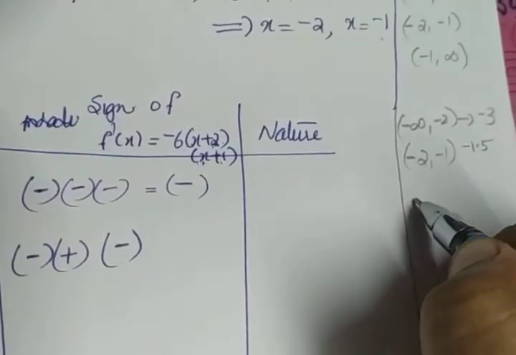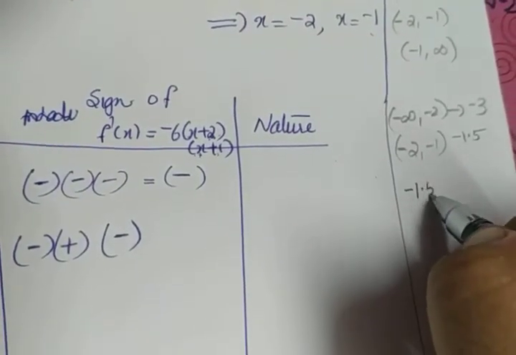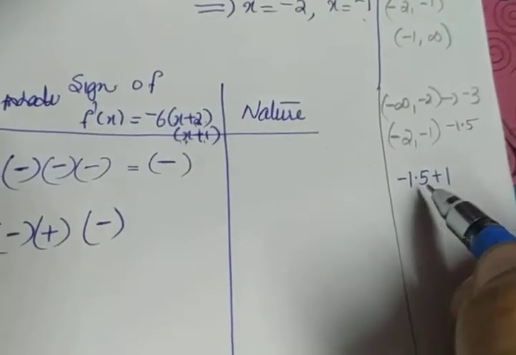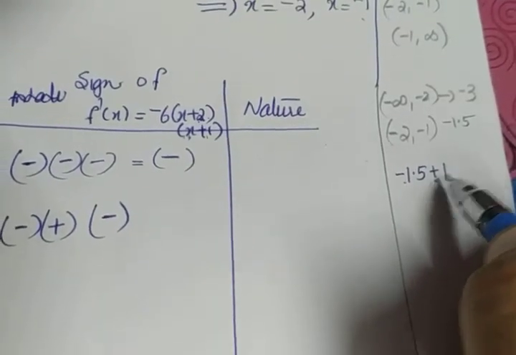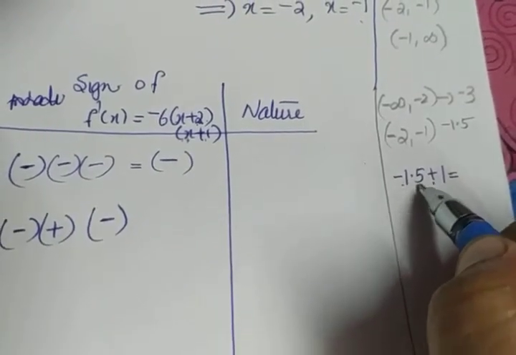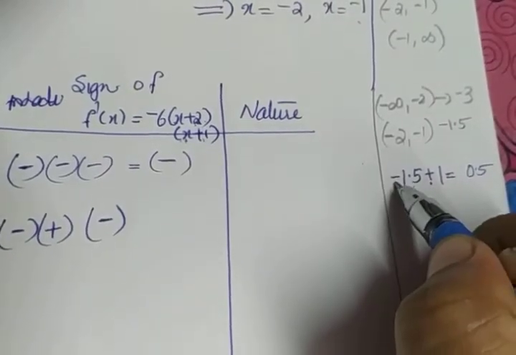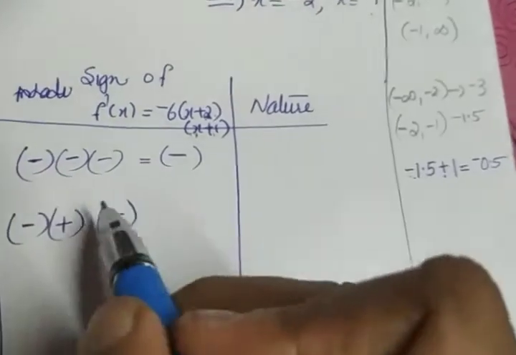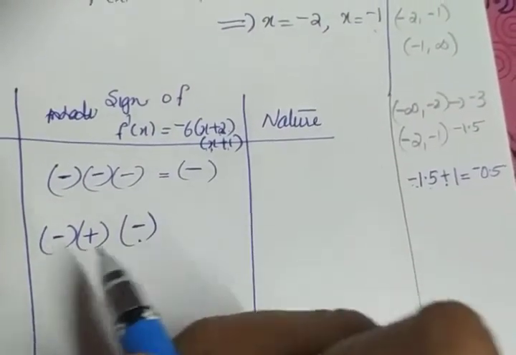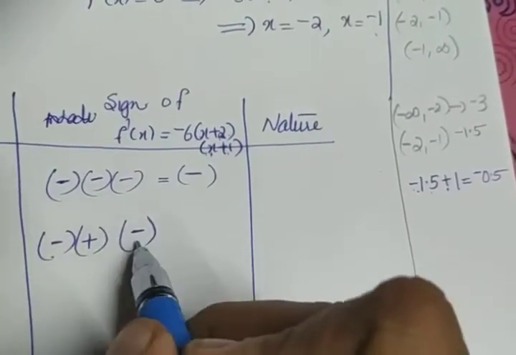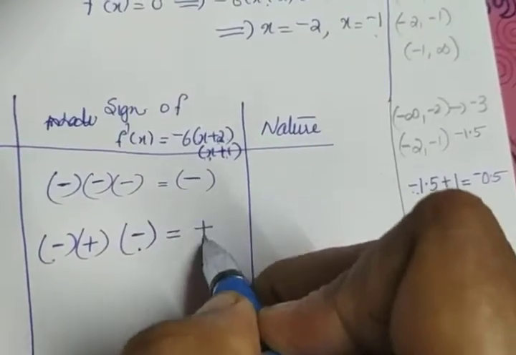I will clear it once again. The second bracket is -1.5 + 1. So that one is negative and the second one is positive. So we subtract 1.5 and 1, and we are getting 0.5. And we have to put the sign of the greater number, so it is negative. That is how we are getting negative. So positive and two negatives together gives you positive.